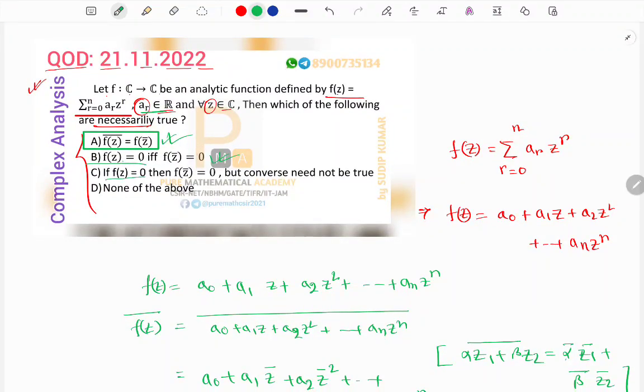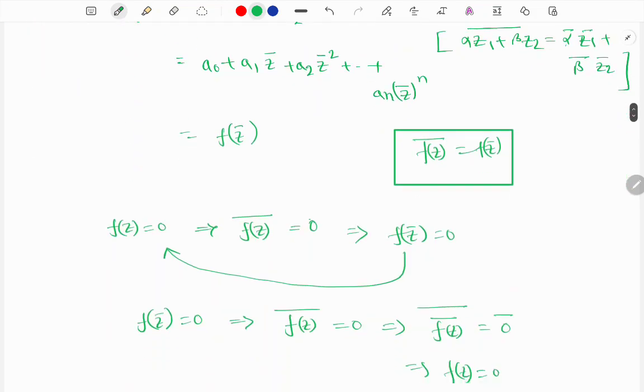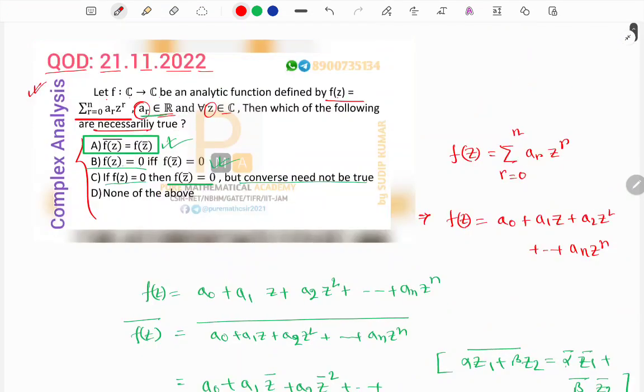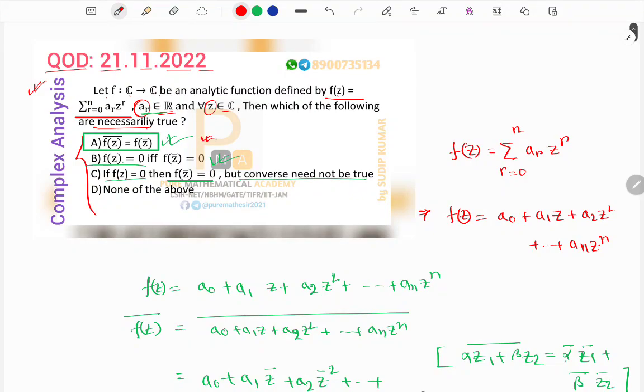Option C says that if f of z equals 0 then f of z conjugate equals 0, but the converse need not be true. But we see that the converse is also true, right? Therefore the answer will be A and B.